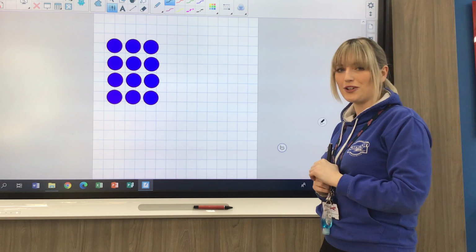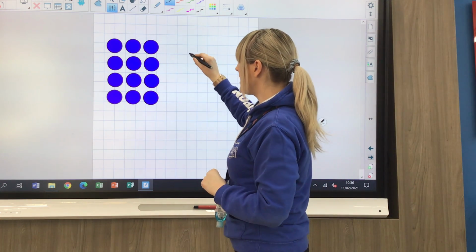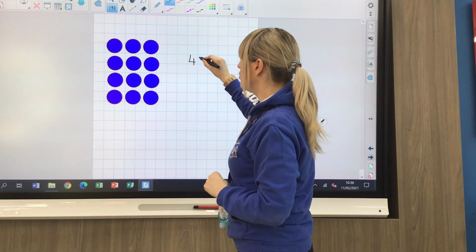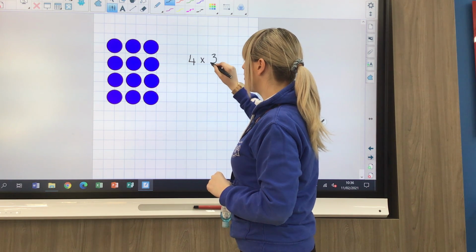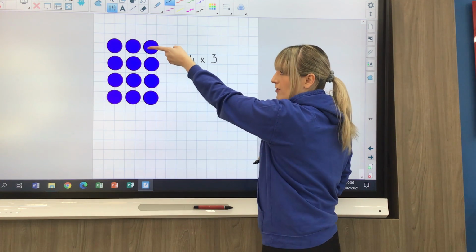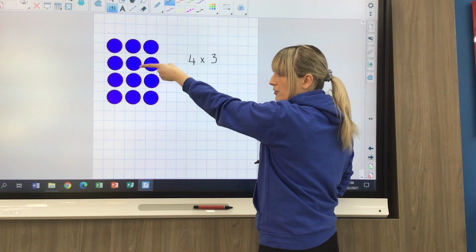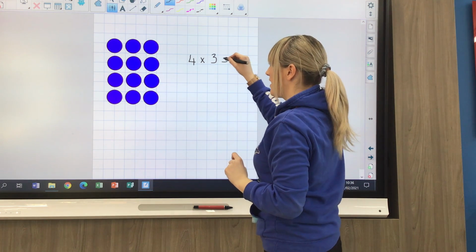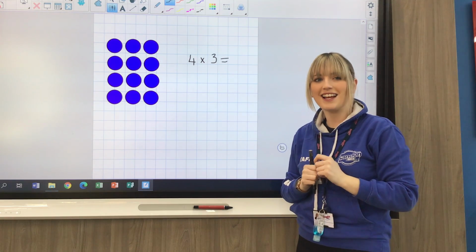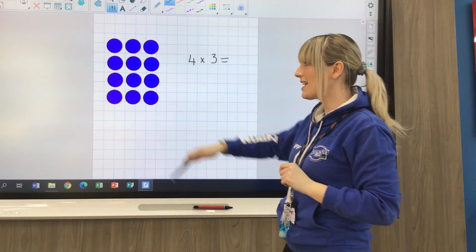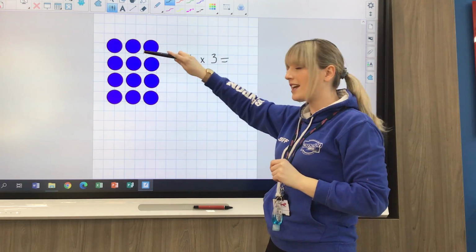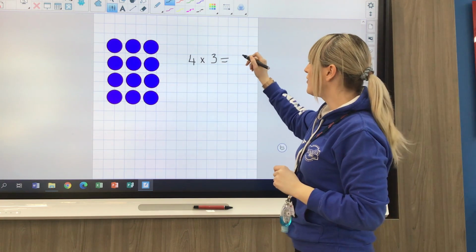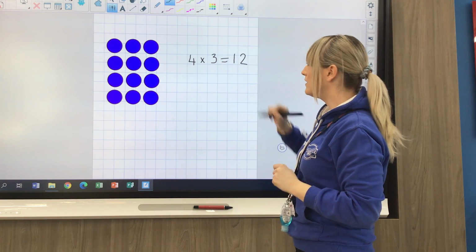Right, well done if you wrote this. So here we've got 4 lots of 3. So we can see we've got groups of 3, 1 group of 3, 2 groups of 3, 3 groups of 3, 4 groups of 3. I wonder if you got the correct answer. Let's have a go at counting in 3s. 3, 6, 9, 12. Well done if you got 12.